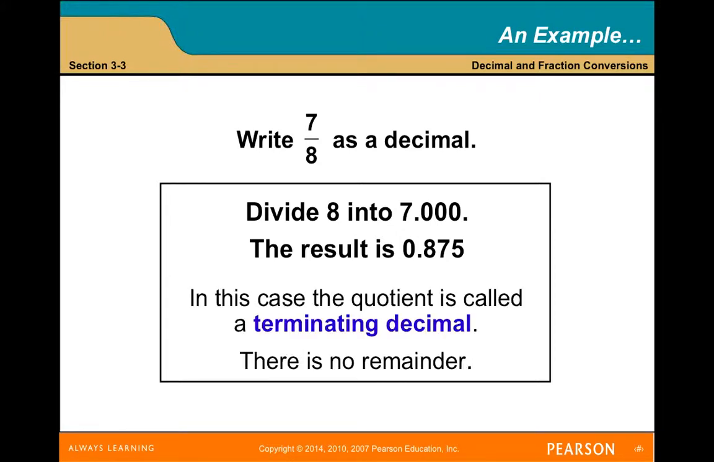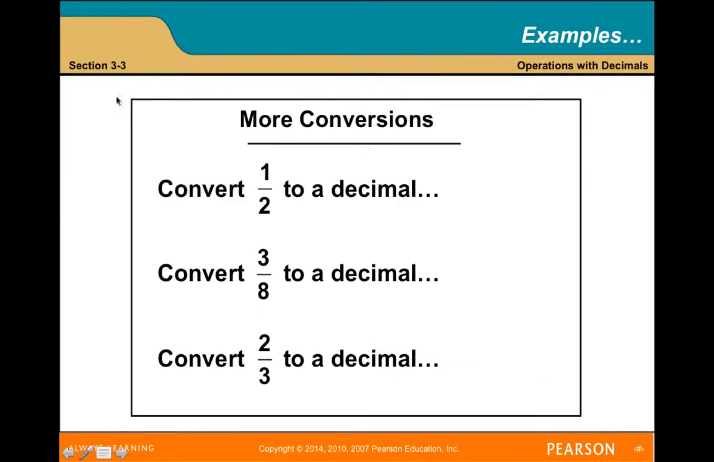In this case, the quotient is called a terminating decimal because there is no remainder. So again, you just divide the bottom number into the top number, and that's how you get it. Some more conversions. Convert 1 over 2 to a decimal, right? And a key whenever I see this is half, and I think half of a dollar is 0.50. And that helps to set the problem. Convert 3 over 8 to a decimal.